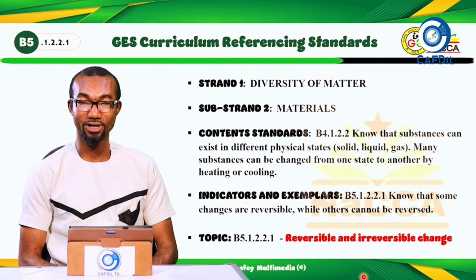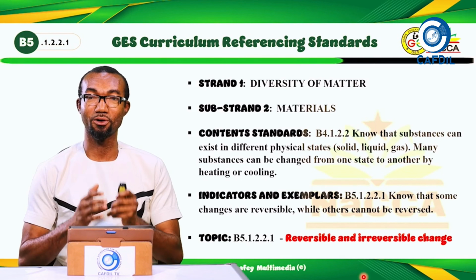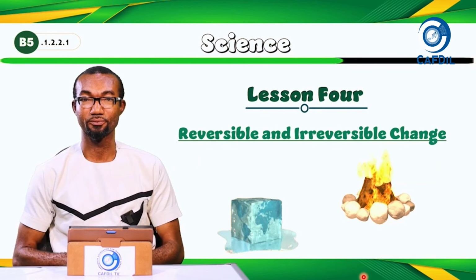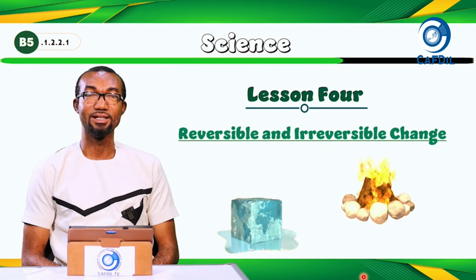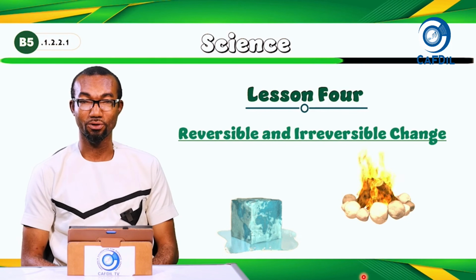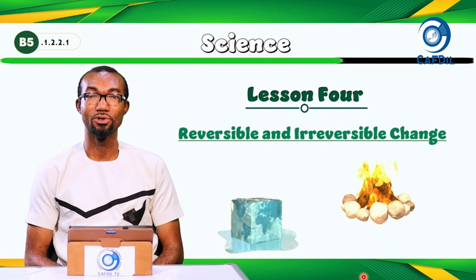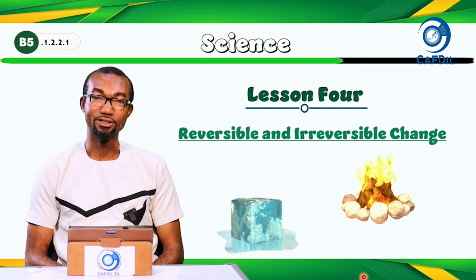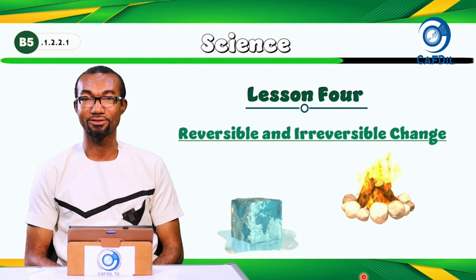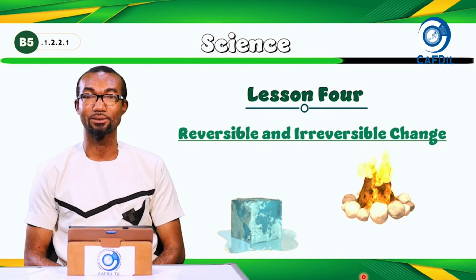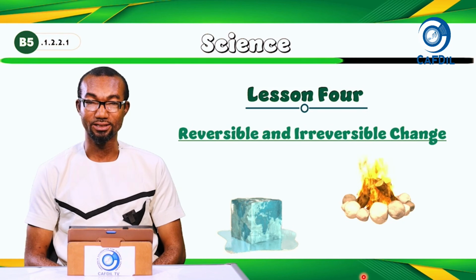So today we are on reversible and irreversible change. This is lesson 4. In lesson 1, we began with life processes. In lesson 2, we looked at living things, once alive, and never alive things. In lesson 3, we looked at properties of materials, and this is lesson 4 on reversible and irreversible change.